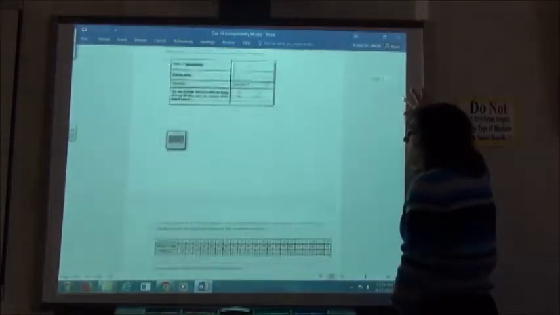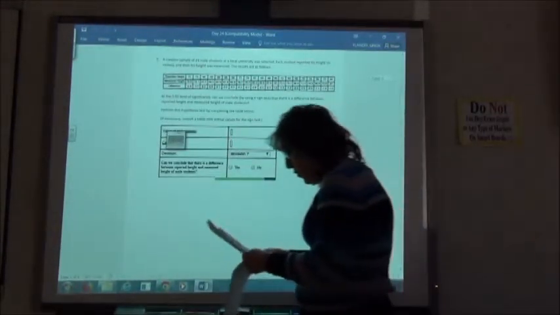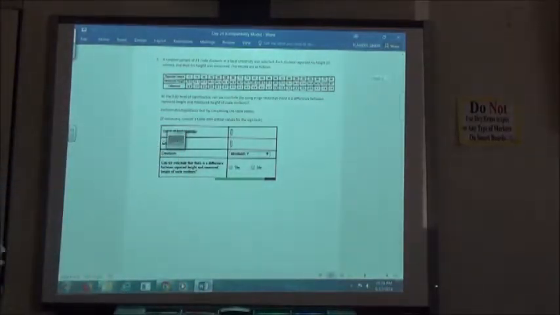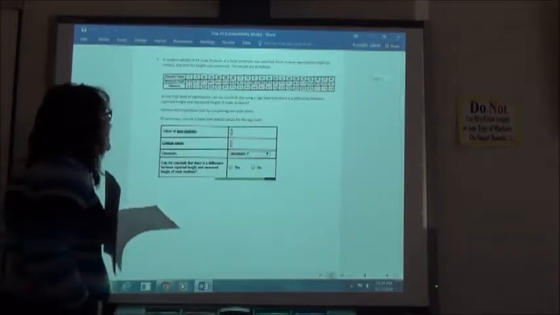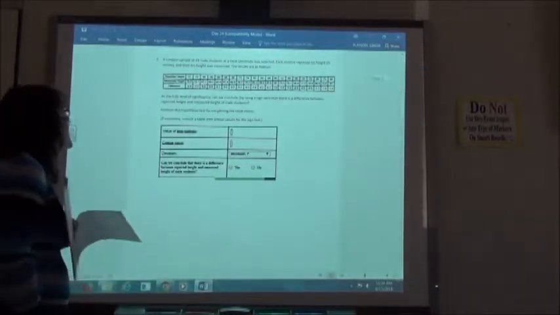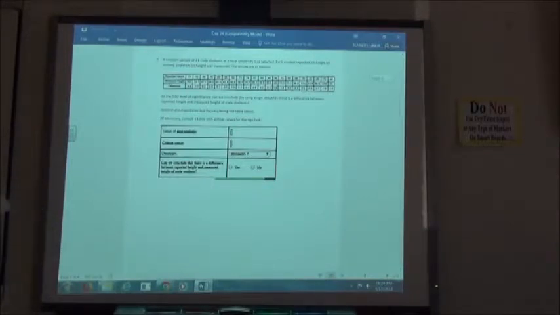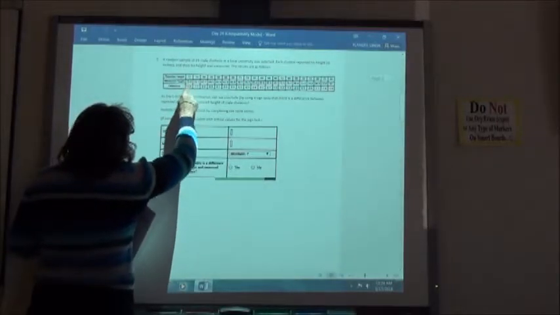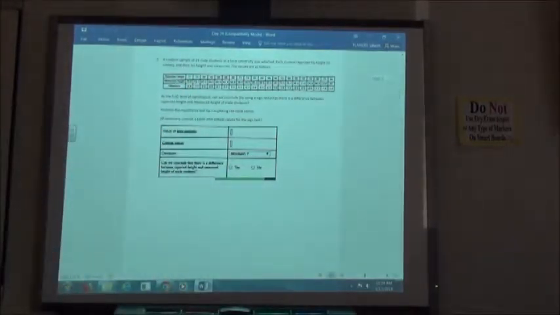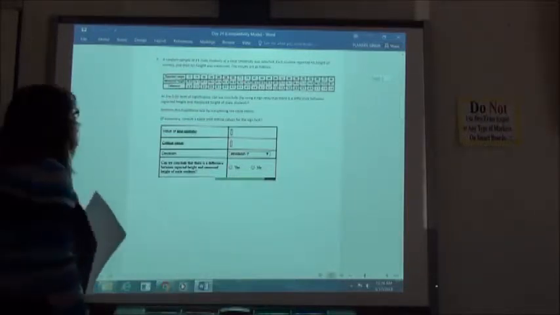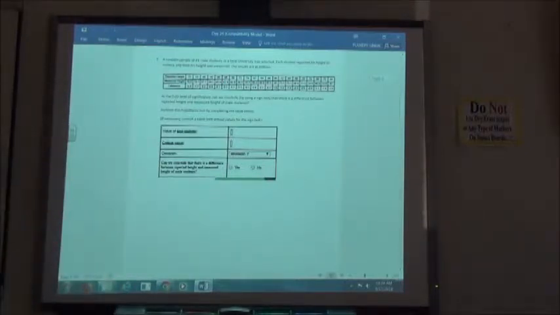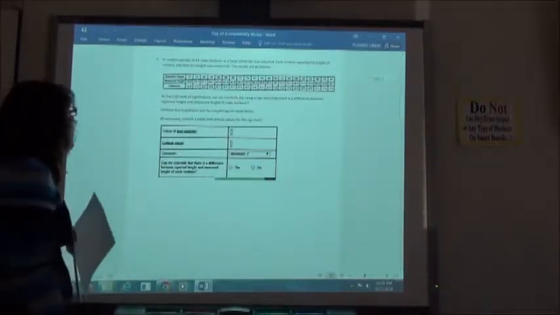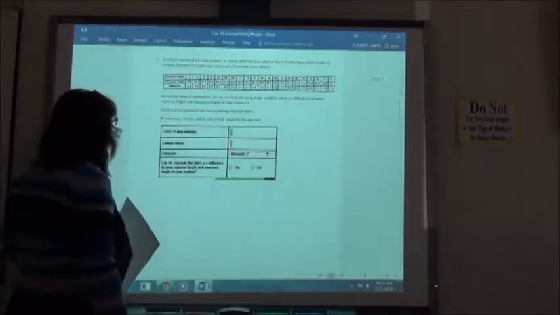So if we look at number 2 here. Number 2 says, a random sample of 21 male students at a local university was selected. Each student reported his height in inches and his height was measured. The results are as follows. So here's the reported height, here's the measured height, here's the difference in what they really reported. So we're checking to see, well, how close are they to what they thought they were? At a 0.05 level of significance, can we conclude by using a sign test that there is a difference between the reported height and the measured height of the male students?